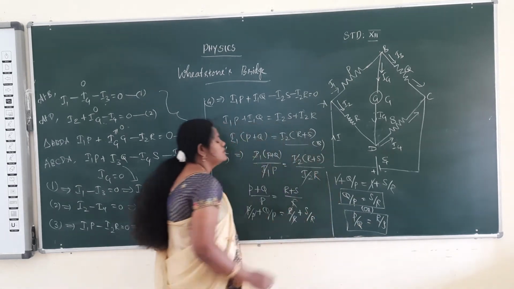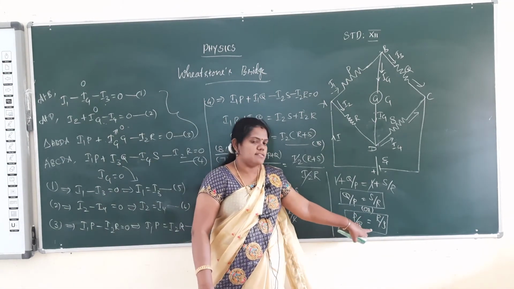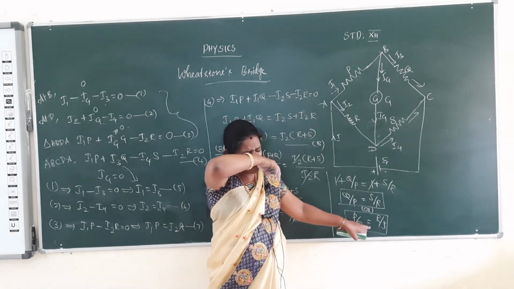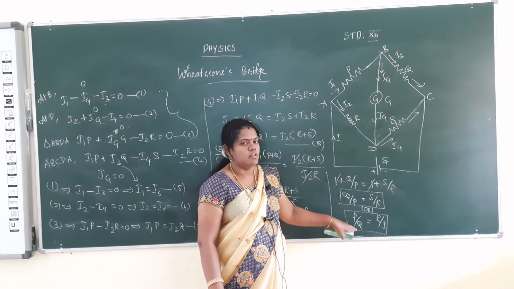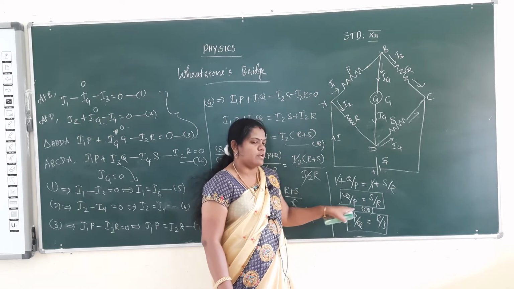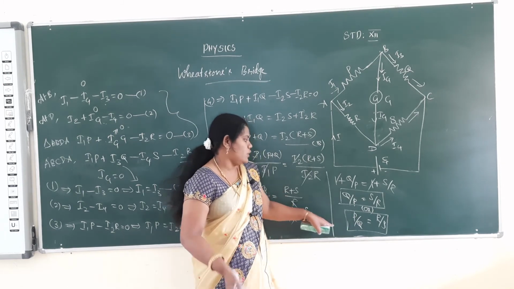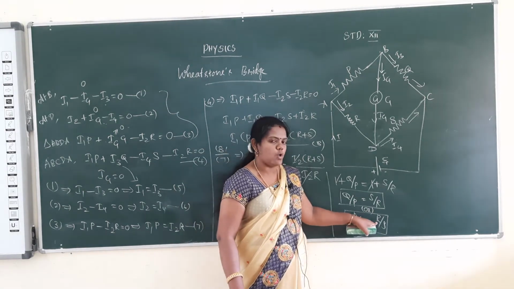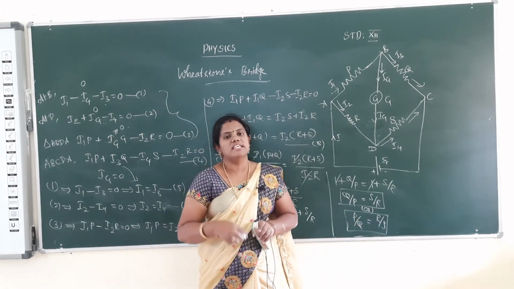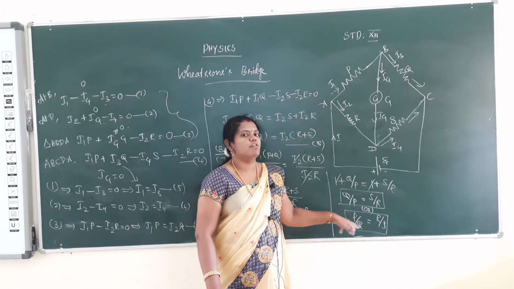So the four resistances will be taken in the circuit. P by Q is equal to R by S. This is the final answer. The ratio of the two resistances will be equal to the ratio of the other two resistances. This is the Wheatstone bridge condition. Suppose you know the values of the resistances Q, R and S, you can easily find out P. If we know P, R and S, easily find out Q. If we know Q, S and P, easily find out R. If we know P, Q and R, easily find out S. So the unknown resistance is easily found having the known resistances. This is the Wheatstone bridge condition having the four resistances.